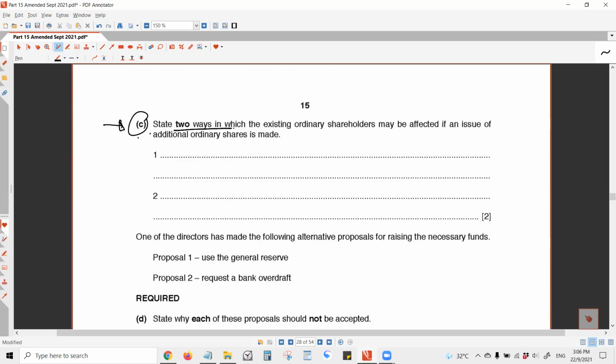Two ways in which the existing ordinary shareholders may be affected if an issue of additional ordinary shares is made. This is between new ordinary shares and old ordinary shares. Existing ordinary shareholders means those old ordinary shareholders, those who have been ordinary shareholders for many years. So what is the effect? First thing you may write is dilution of ownership. So you write dilution of ownership.